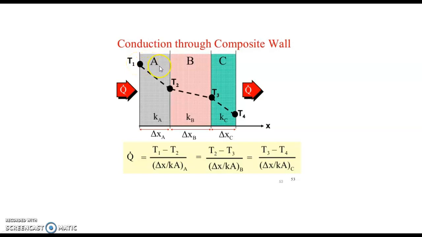Composite wall made of three different materials. The materials are named A, B, C. So T1 is the highest temperature, T4 is the lowest temperature. The heat transfers from left side to right side through the conduction mode. In some cases, we consider the high temperature air and the low temperature air to calculate the amount of heat transferred to the space.